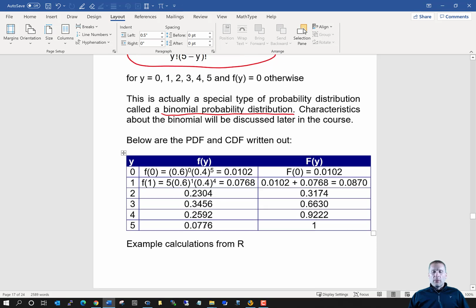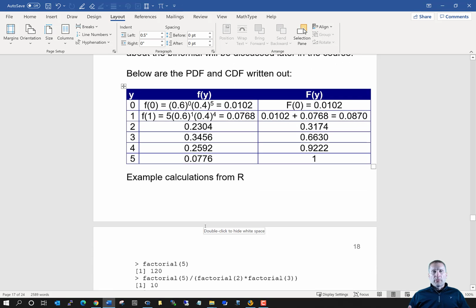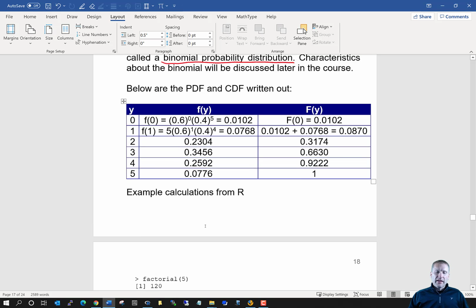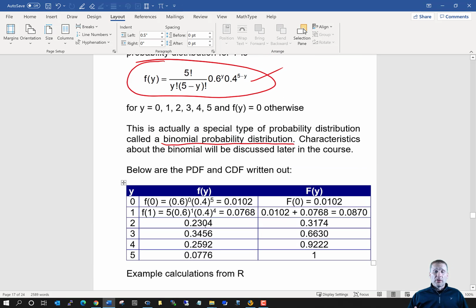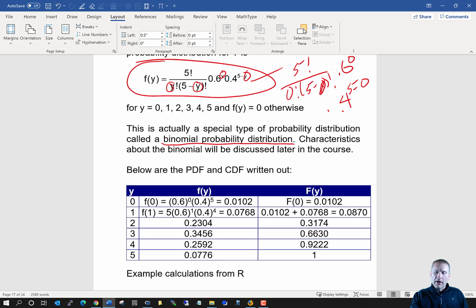With this PDF, though, we can write out the corresponding probabilities. Let's say I'm interested in the probability of having 0 successes. Wherever I see a Y, I replace it with a 0. So I take 5 factorial over 0 factorial times 5 minus 0 factorial, times 0.6 raised to the 0 power, times 0.4 raised to the 5 minus 0 power. If I go through all the math, I get 0.01, meaning there's a low probability that there will be 0 successes.